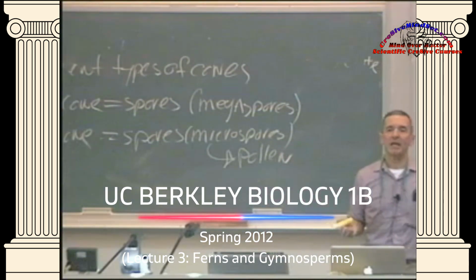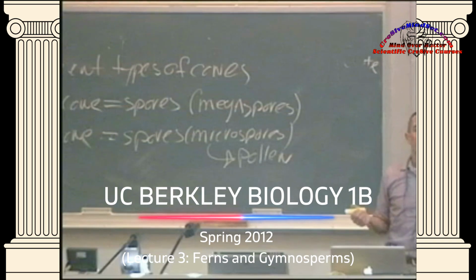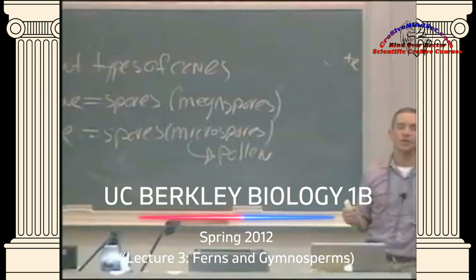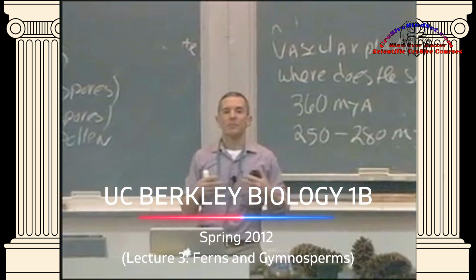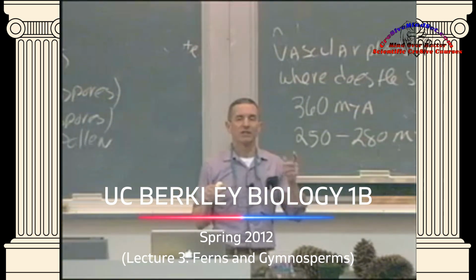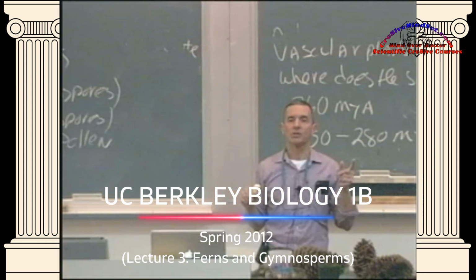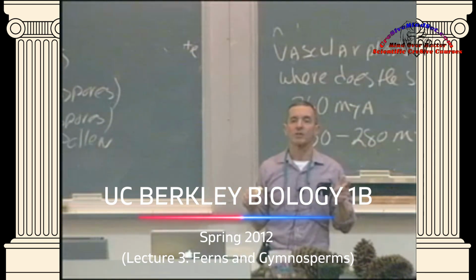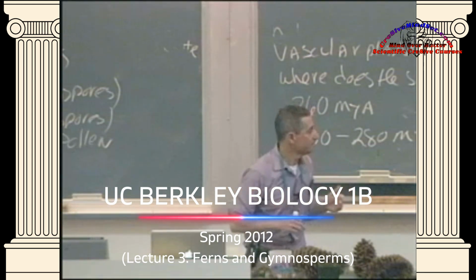But because we're depending upon the wind, and because the wind is such an unreliable messenger, we have to produce many, many millions and billions of spores to affect fertilization. And so it's estimated that for each successful fertilization which occurs, you have to produce 1 million spores for plants that depend upon the wind to carry the spores from one place to another.